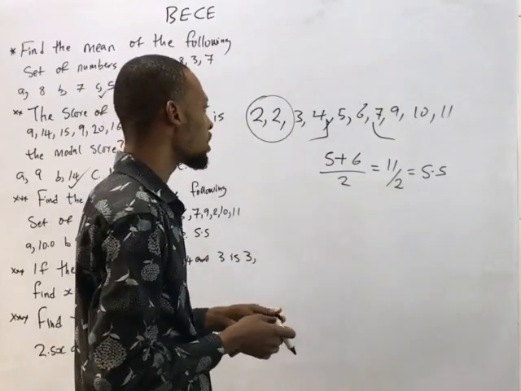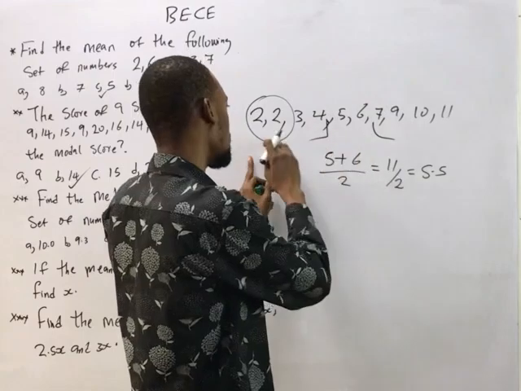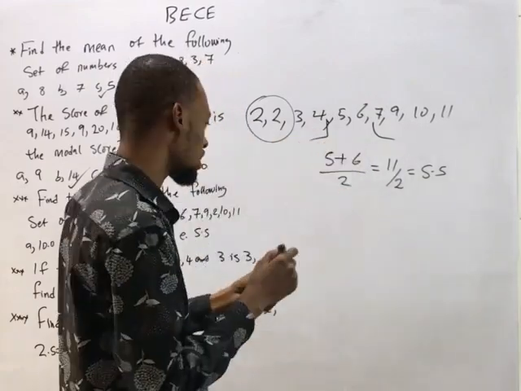And if you are looking for the mean, it's simply to add everything and divide by 10 because the total number is 10. So that's how you solve this type of question.